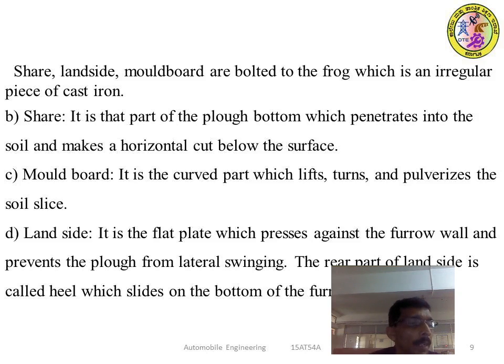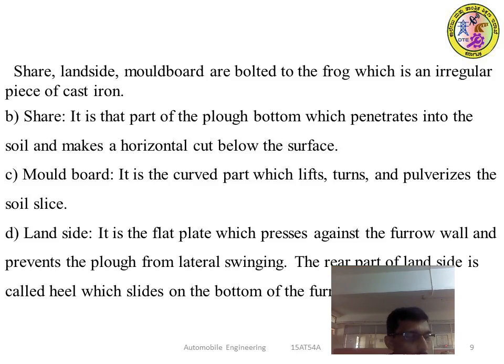The next one is the share. It is the part of the plow bottom which penetrates into the soil and makes a horizontal cut below the surface. For the horizontal cutting of the soil, the share plays an important role. Next is the moldboard. It is the curved part which lifts, turns and pulverizes the soil slice. Next one, landside.